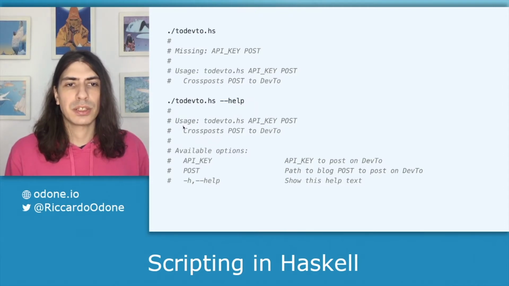And we can see that the way to use the script is to pass two arguments. One is API key and the other one is post. And down here below, well, there's some explanation here, doesn't really matter. There are the available options down here below, where we see that the API key is the API key to post to dev.to, and post is the path to the blog post to post on dev.to, which is, in other words, the path on the disk to the blog post we want to cross-post.